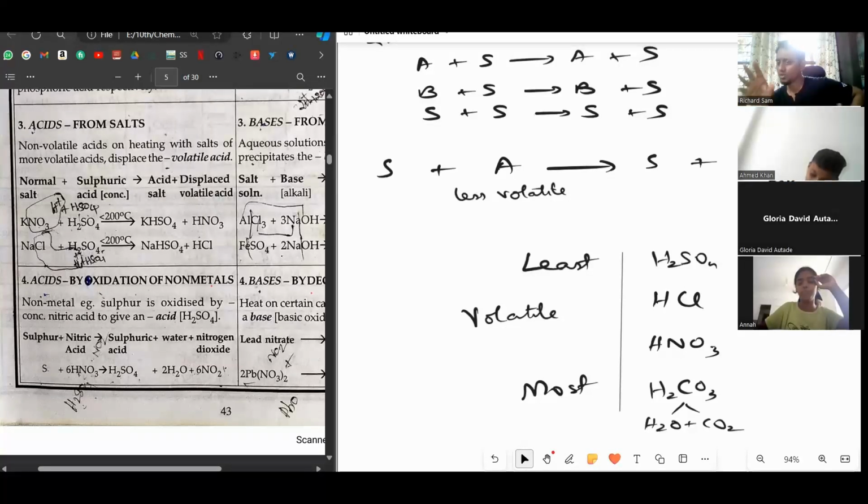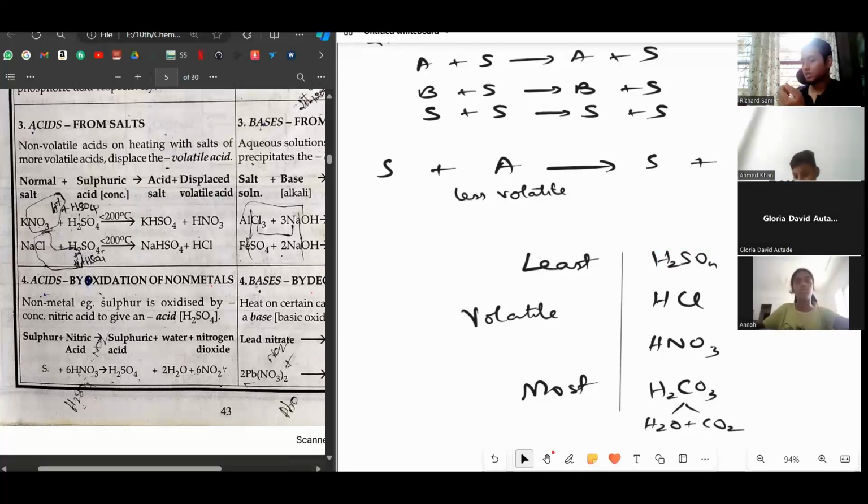Why do we need to know the order of this acid from the least to the most volatile acid? Just for this reaction. That is salt plus acid forms salt plus acid. Okay, because we need to know that only using a less volatile acid we can make a more volatile acid. So, for example, suppose you want to make HCl, what acid can you use? If you want to make HCl, you need an acid that is less volatile than HCl. H2SO4. That's the only acid that is less volatile than HCl.